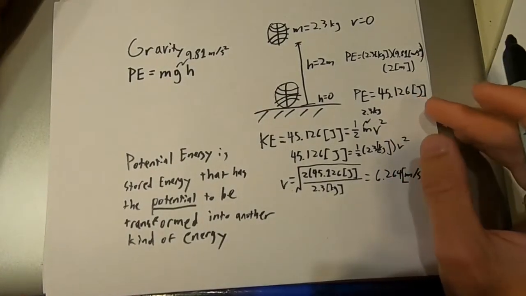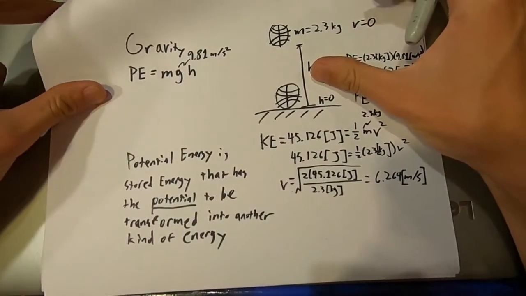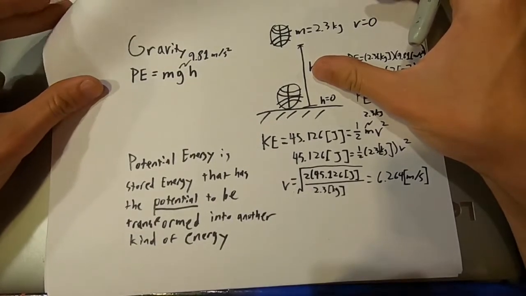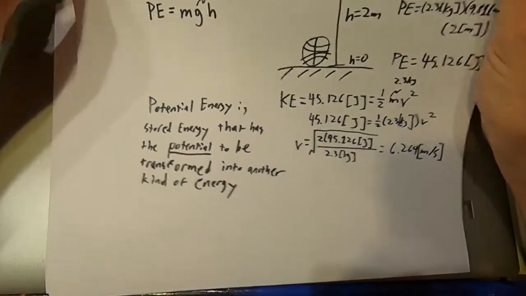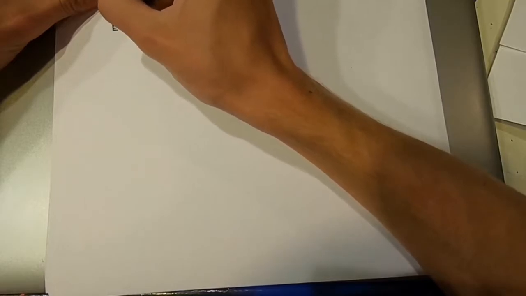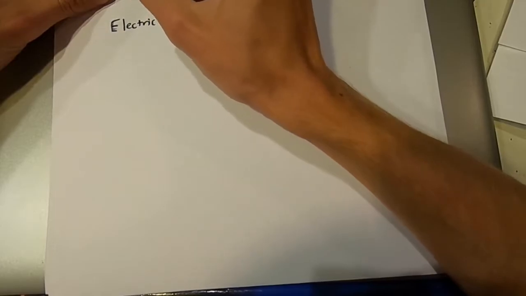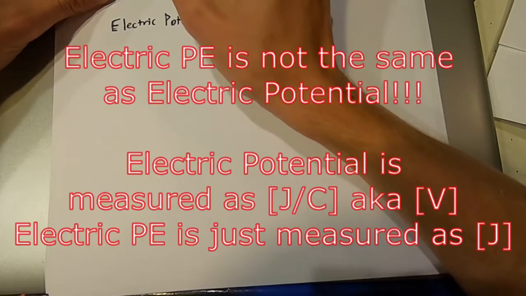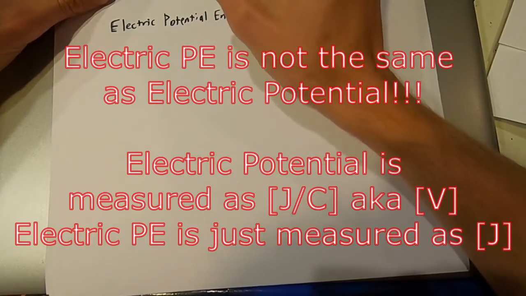Okay, so then how does this relate to electricity? Well, so electric potential or voltage is also strongly related to the electric potential energy. Let's see if our Sharpie makes it through this. Sorry, electric potential energy.